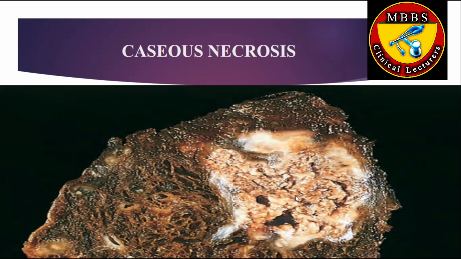Caseous necrosis is found in tuberculous infection in the lungs and is characterized by a cheesy yellow-white appearance of the area of necrosis. This picture shows a large area of caseous necrosis containing yellow-white cheesy debris due to tuberculosis of the lung.